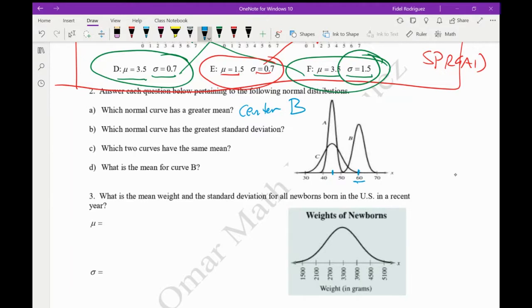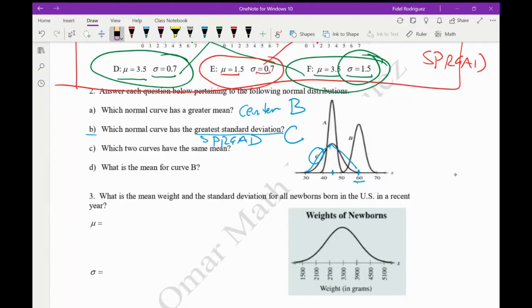Now, part B here, little b, says which graph has the greatest standard deviation, meaning which is the one that has the biggest spread. The one that has the biggest spread would be C, because look how spread out this graph is, right? It's spread out more than A or B. So C would have the one that has the greatest standard deviation.